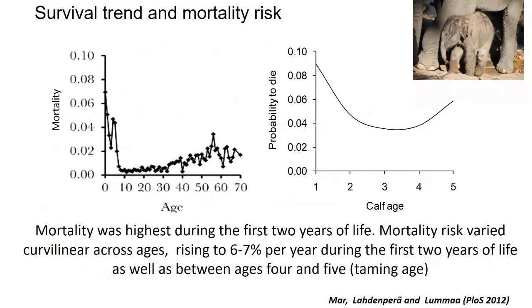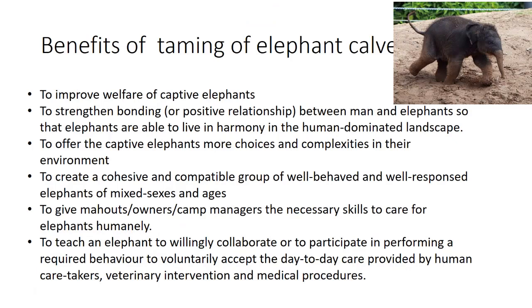A little bit about taming, and I'm not going into details, but if you keep elephants in captivity, taming is the key stage for the calf before they reach adulthood. So why do we need taming? Why do we break the elephant? We call it breaking, but actually it is taming to improve the welfare of captive elephants. Taming is the schooling for elephants so that they understand what humans would like to do. So this is the bridge between man and elephant to understand each other's language. By understanding each other's language, it can strengthen bonding or a positive relationship between men and elephants, so the elephants are able to live in harmony in a human-dominated landscape.